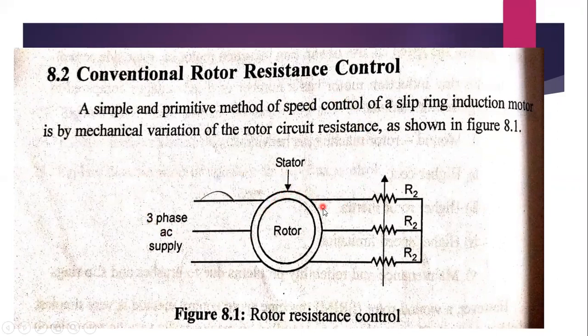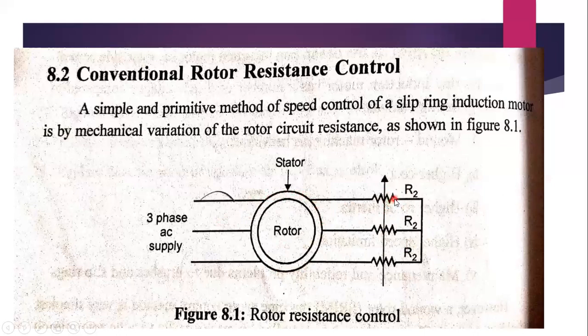Here, a three-phase AC supply is fed to the stator of the induction machine, and a variable resistance, called R2, is connected on the rotor side of the slip ring induction motor.